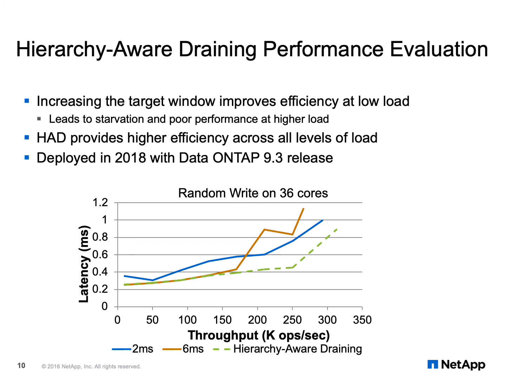In contrast, hierarchy-aware draining is now shown in the green dotted line on this graph. And this actually improves efficiency in the system at all levels of load. So it achieves the same performance as the 6 millisecond window where that's effective, but then it continues to provide those same improvements even beyond where the 6 millisecond draining sees a latency spike.